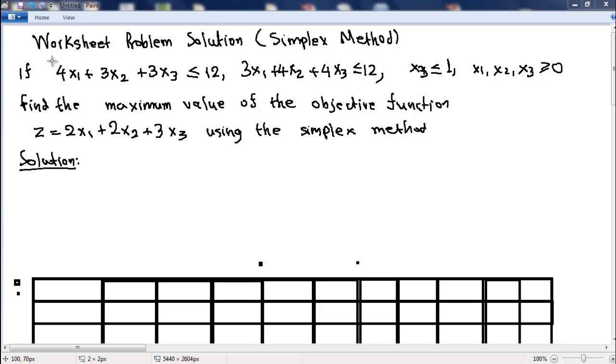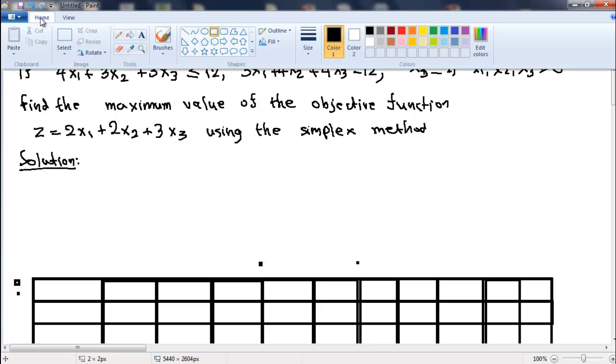Here we have a worksheet from City University, and I will use the simplex method to solve this problem of linear programming. So I have three variables, x1, x2 and x3, such that 4x1 plus 3x2 plus 3x3 is less or equal than 12. Then I have 3x1 plus 4x2 plus 4x3 less than 12, and again x3 less or equal than 1.